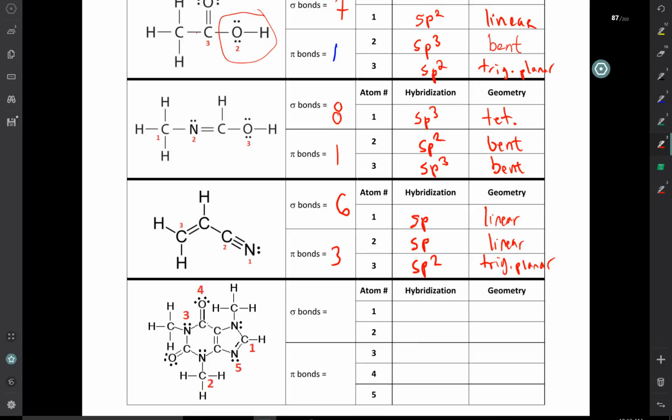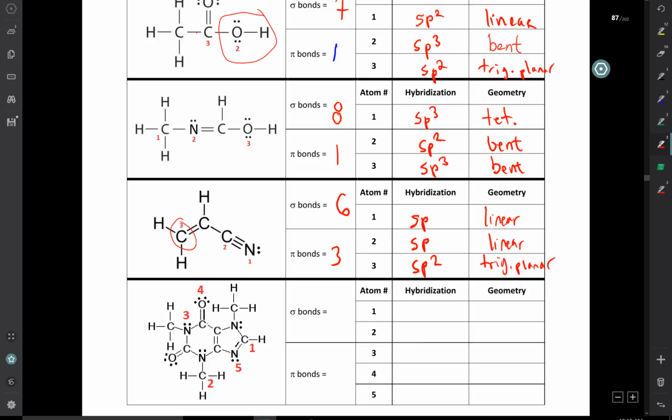Check your work. I've got 6 sigma and 3 pi bonds. Hybridization around the nitrogen is sp, just 2 things attached to it, another atom and an unshared pair of electrons. Therefore, it's going to be a linear geometry. In the case of this carbon atom, I again have 2 different things attached to it, a carbon and a nitrogen atom, so sp hybridization. And yeah, no unshared pairs of electrons on the carbon, it's going to be linear as well.